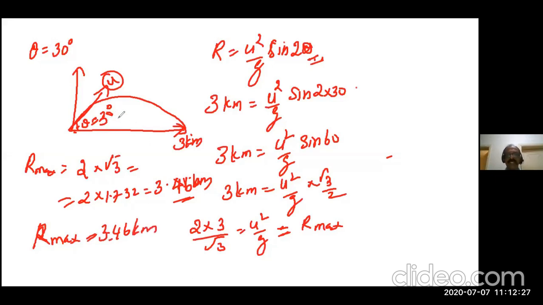So we can say the maximum range you can hit with this is 3.46 kilometers. So just by adjusting the angle, you cannot hit 5. More than 3.46 you cannot hit, so 5 kilometers we cannot hit. If you want to hit 5 kilometers, what will you do? You have to increase the muzzle speed.